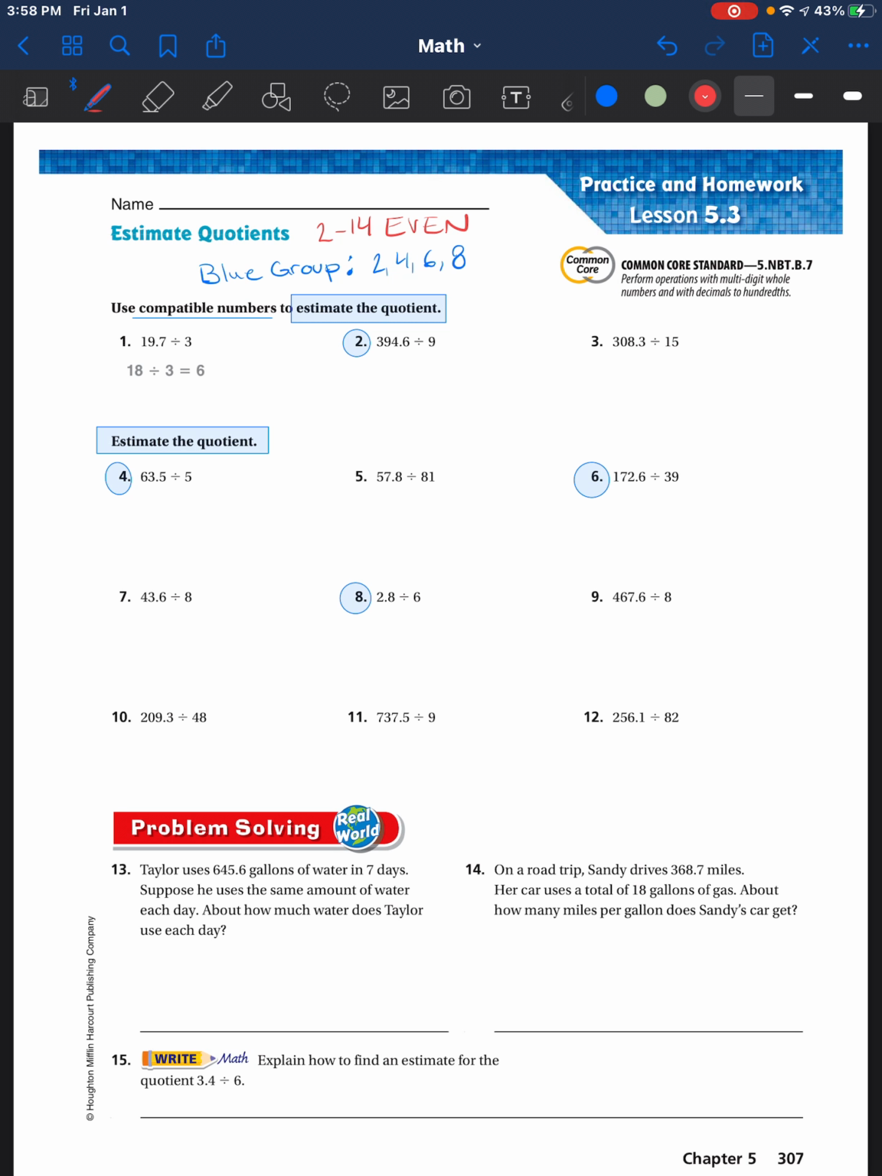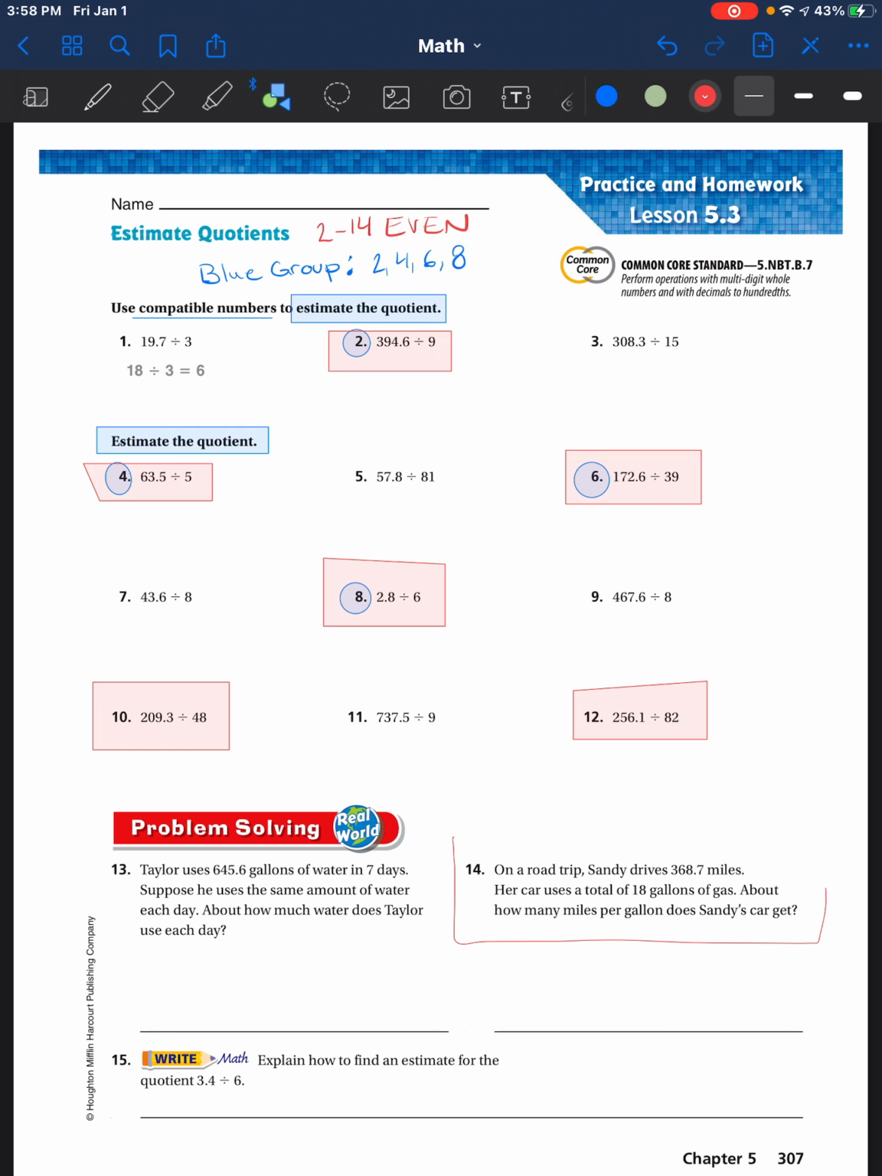If we look at our homework on page 307, you guys have 2 through 14 even. So I'm going to go ahead and box in the red. The red will be for everybody. The blue is obviously always for the blue. So if you're only doing the even numbers, that means you're leaving out all the odds. Okay, so 2 through 14 even. Blue group, you're doing 2, 4, 6, and 8 only.